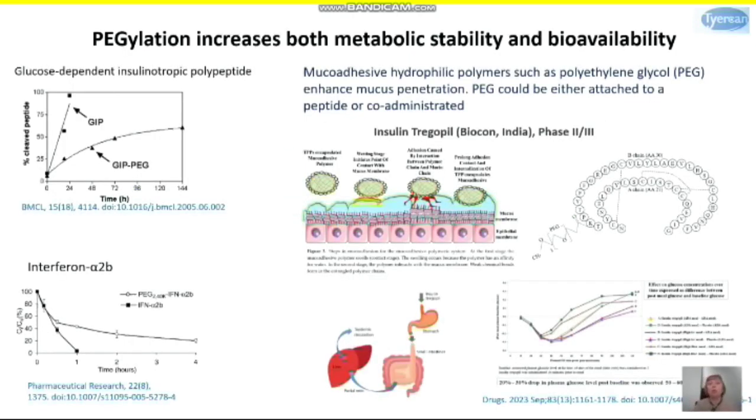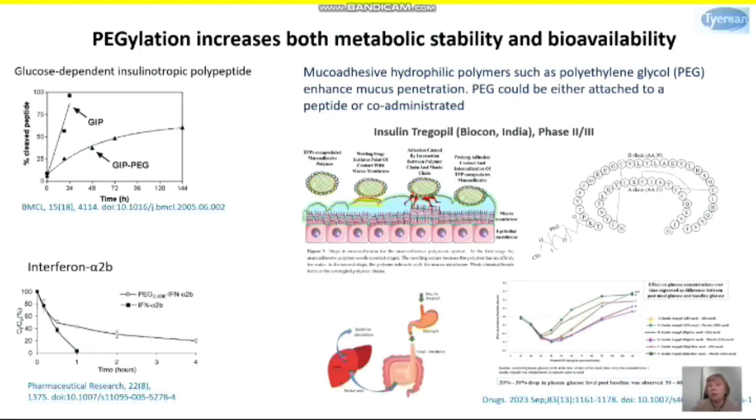Another approach to increase both metabolic stability and bioavailability is attachment of a polyethylene glycol fragment to our peptide. And pegylation increases metabolic stability because it constrains the approach of enzymes to the site of cleavage, and while in plasma, it reduces renal clearance, renal washing out. And at the same time, the PEG fragment possesses mucoadhesive properties, so it sticks to mucus and increases residence time of our peptide near the tight junction.